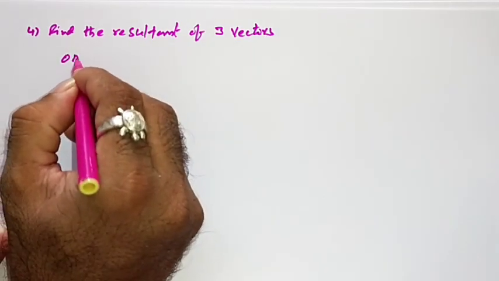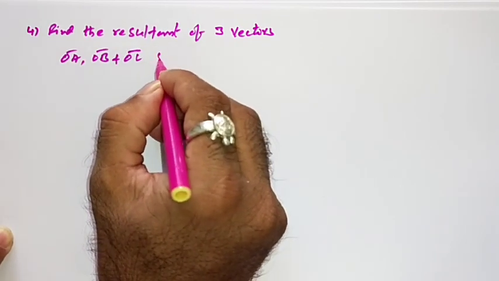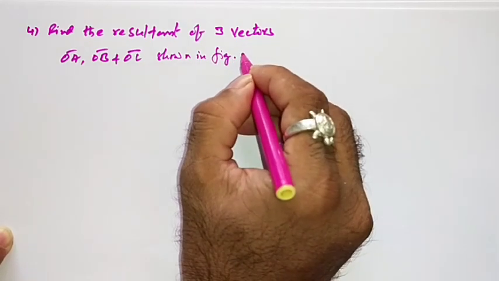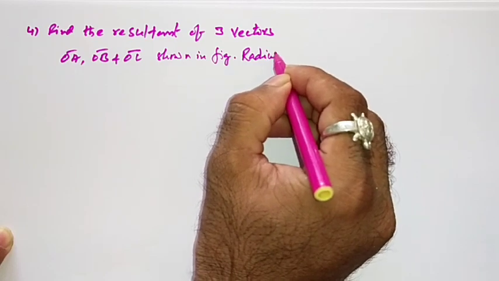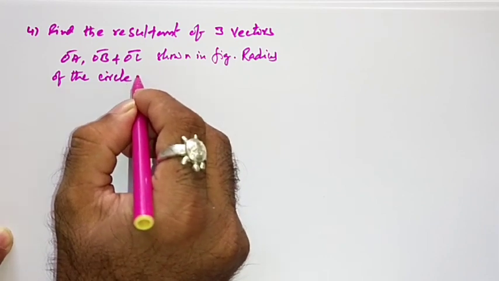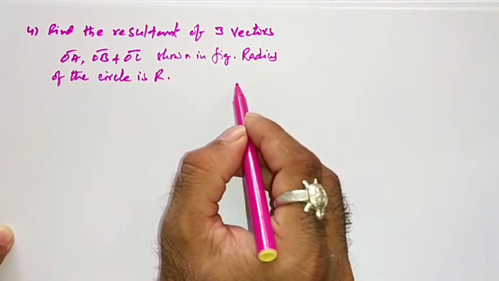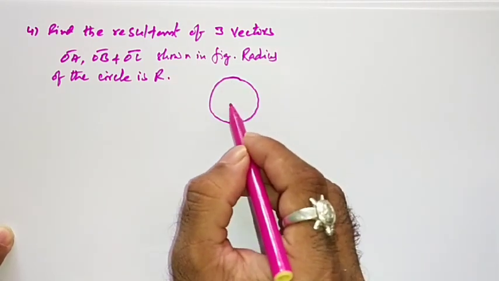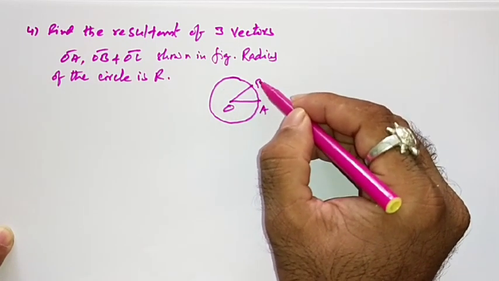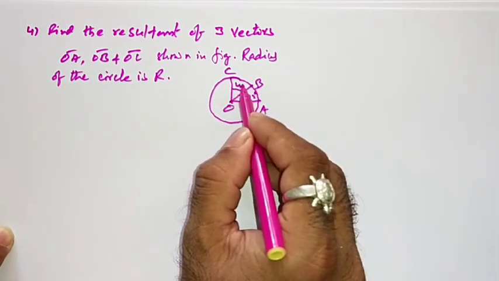Okay, they are OA, OB and OC shown in the figure. Now it is given that the radius of the circle is R. Okay, this is the question. The figure is given in this way. This is a circle, this is vector OA, this is vector OB and this is vector OC, and the angle is 45, this also 45.